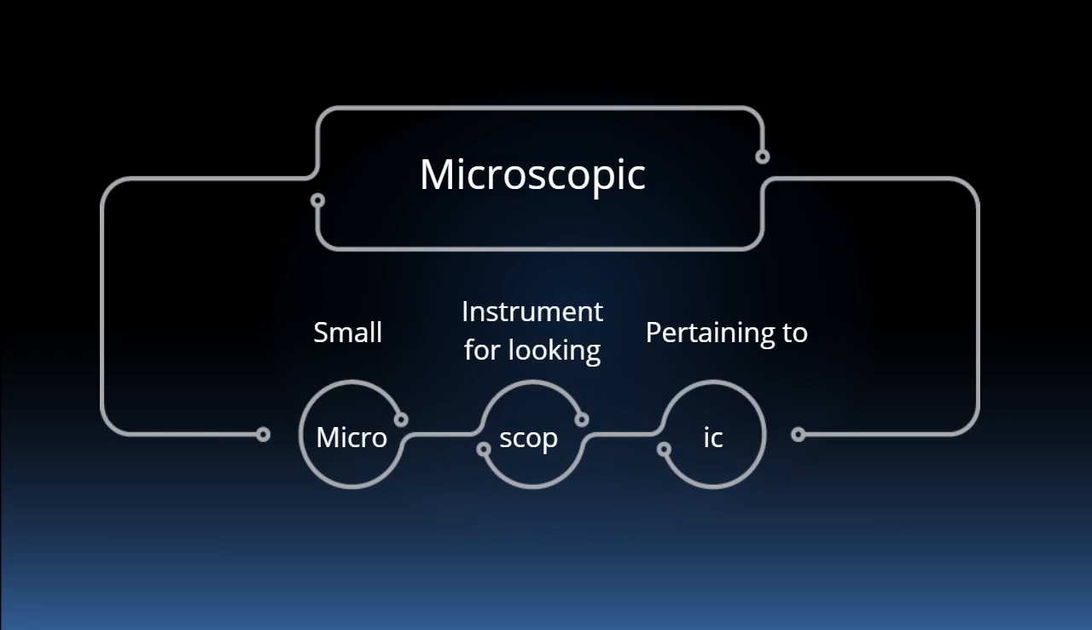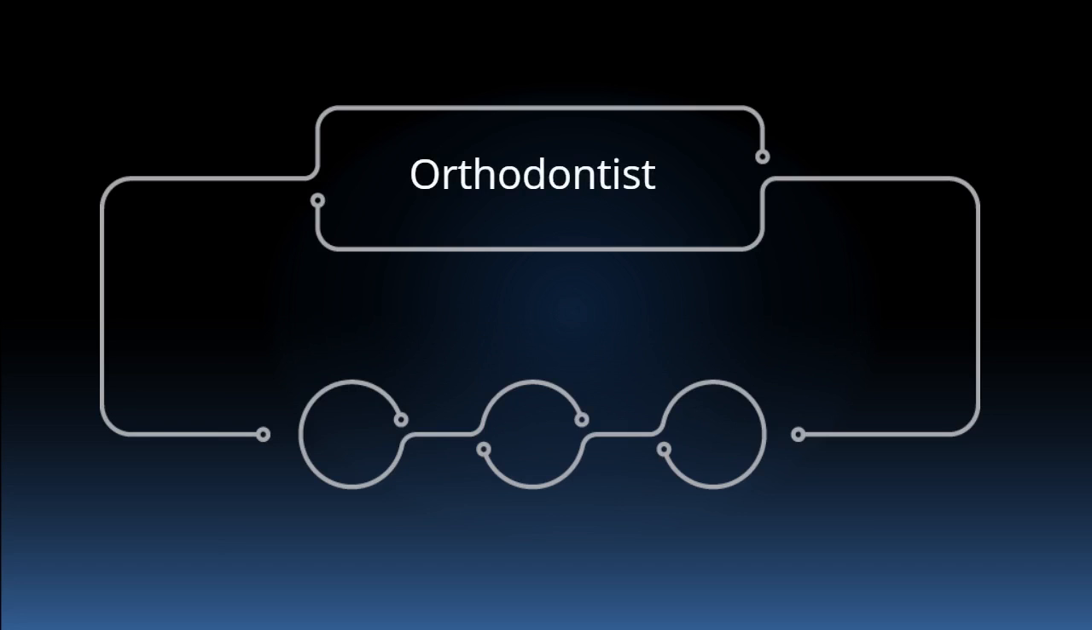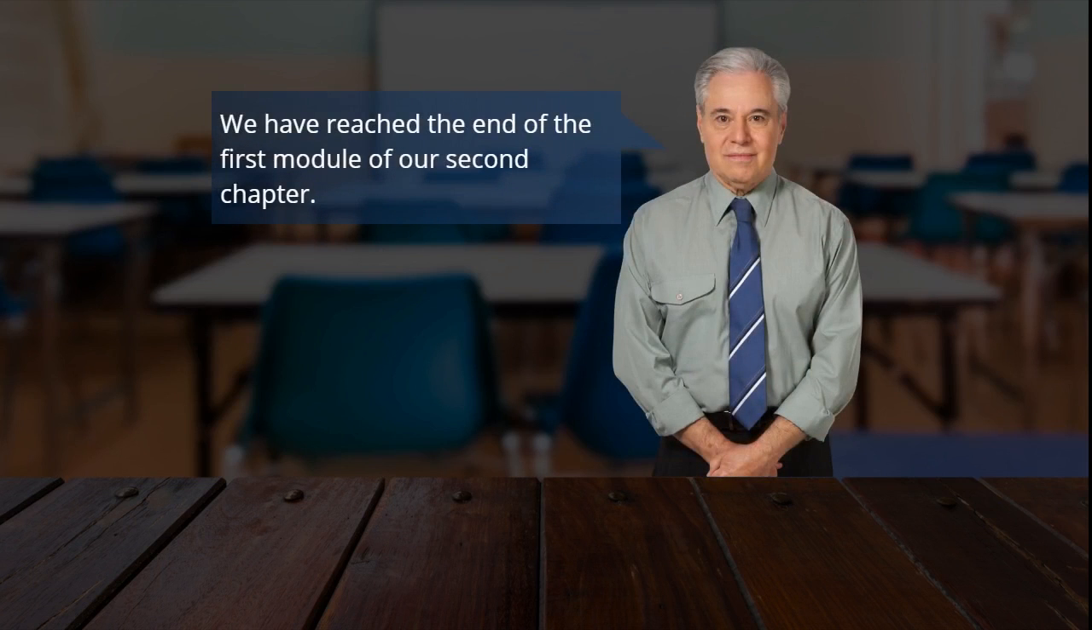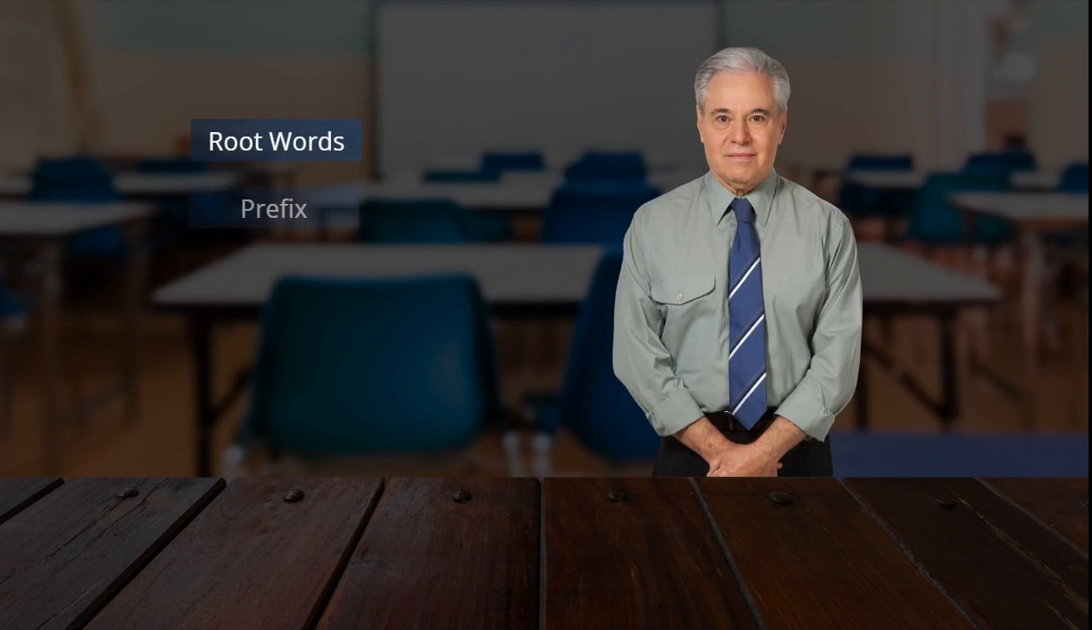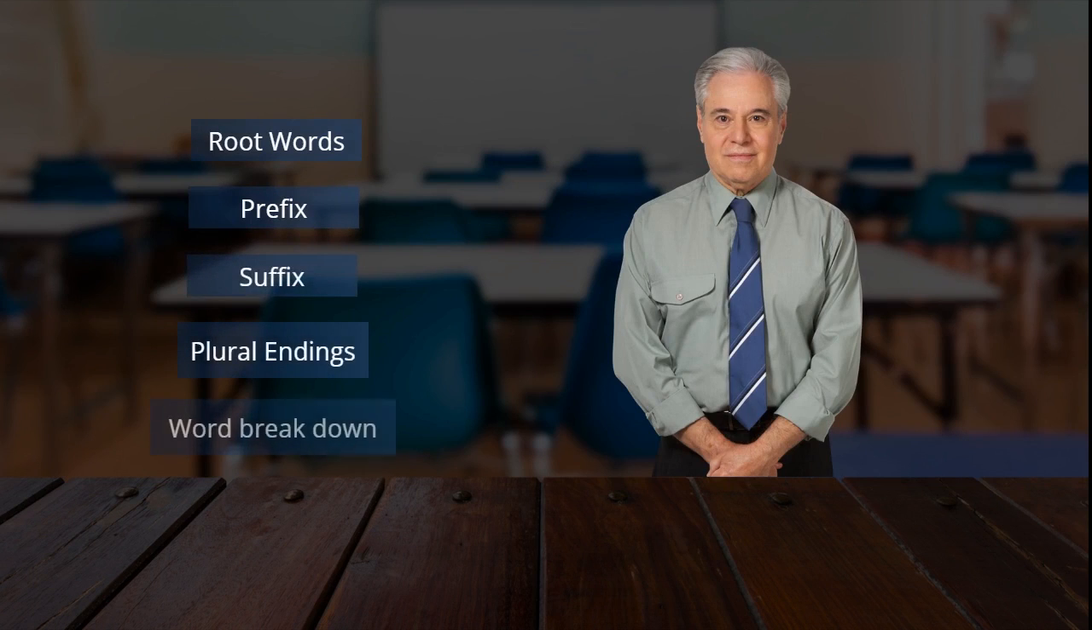Let us take another example. The word orthodontist. Again, we take the approach of taking the last part, the first part, and then the middle part. It is broken down as ist, specialist, orth, straightening, dont, teeth. We have reached the end of the first module of our second chapter. I have given you a basic overview of the concept of root words, prefixes, suffixes, plural endings, and how medical terms can be broken down into smaller components to help you grasp a better understanding.